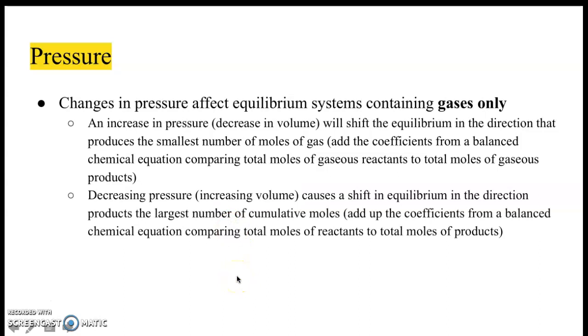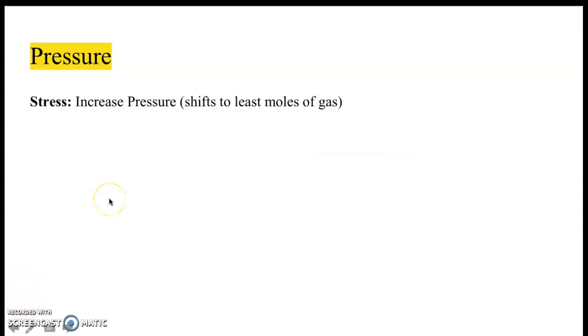If there's a decrease in pressure, the equilibrium is going to shift in the direction towards the largest number of moles of gas. So really there's two things to remember with pressure. If pressure is increased, you're shifting towards the least number of moles of gas. If pressure is decreased, you're shifting towards the largest number of moles of gas. All right, so our first case here, our stress, we're going to increase the pressure. So this means we're going to shift to the least number of moles of gas in our equilibrium.